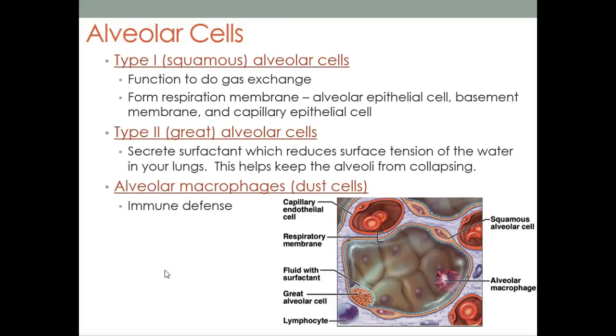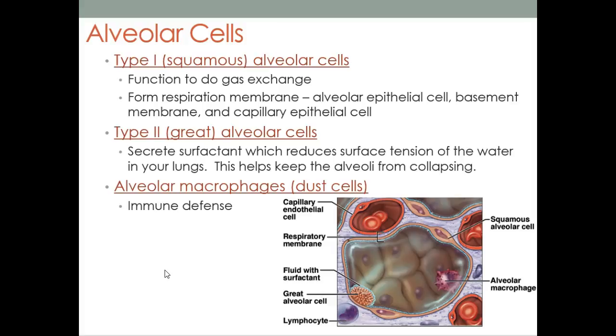There's different types of alveoli cells. They're really all designed to help do the same thing. We have type 1 squamous. Their real function is to do gas exchange. They form respiratory membranes, and they're going to be the epithelial cells that allow for gas exchange to occur.